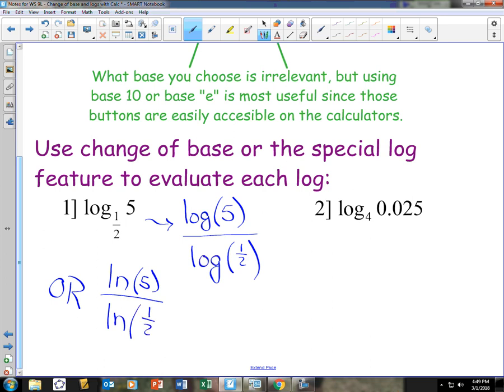Okay, try it. Try it both ways on your calculator. It'll give you the exact same answer. So let's see here. Natural log 5 divided by natural log of 0.5. And I'm going to get negative 2.32.